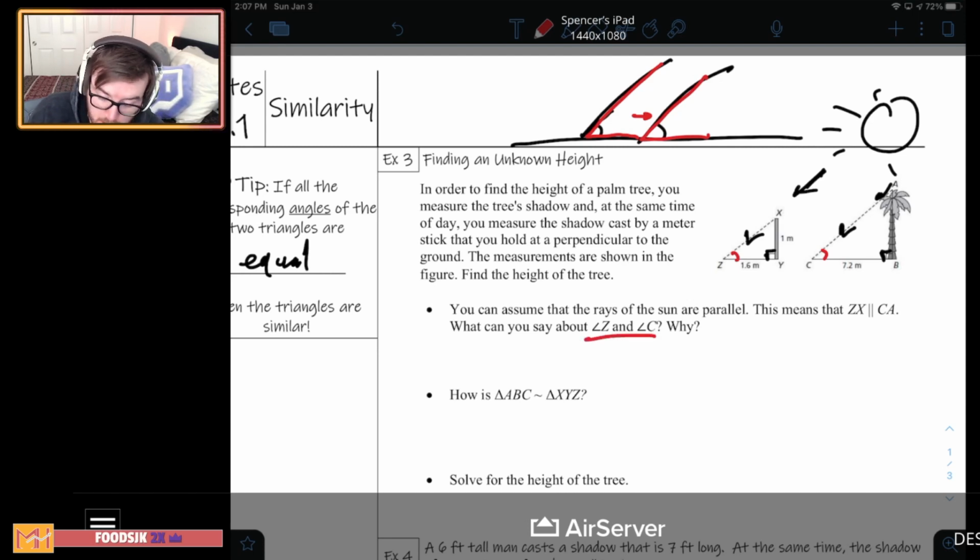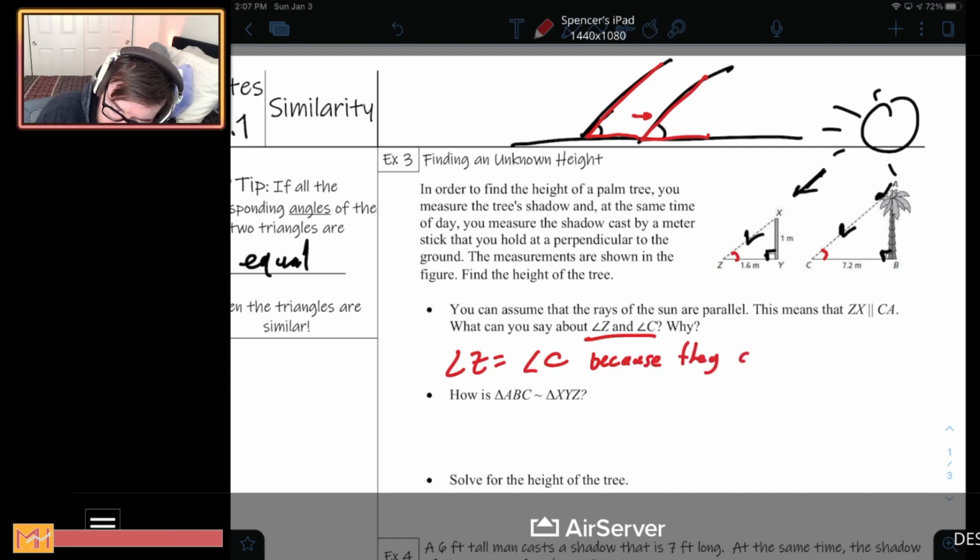And that's actually what the first question asks. I kind of forgot that. The first question asks, what can you say about angle C and angle Z? Well, they're equal. Why? Because they are corresponding.